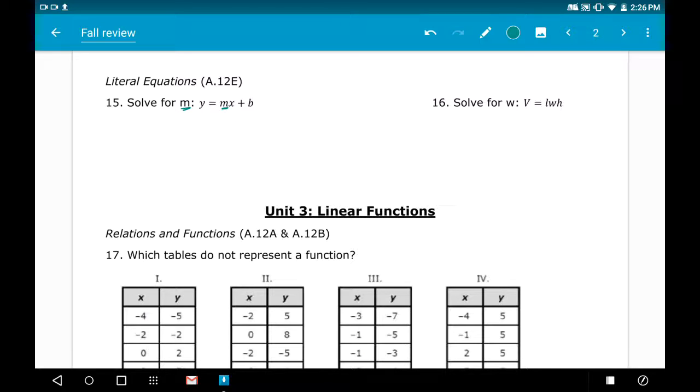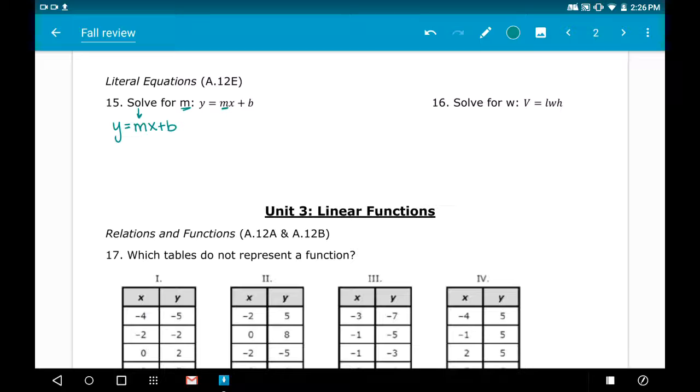So we want to get that m completely by itself, which means I need to get rid of the x and the b here. I'm going to rewrite this equation so it's easier to see. So y equals mx plus b. This m right here needs to stay there, and everything else needs to go away.